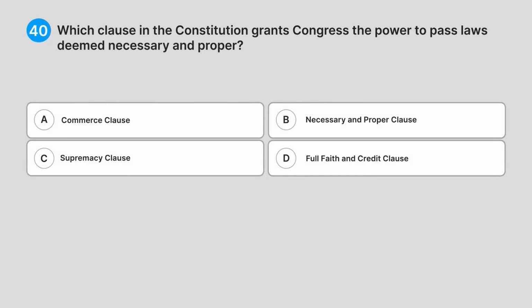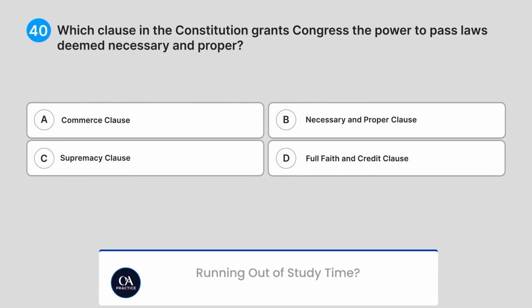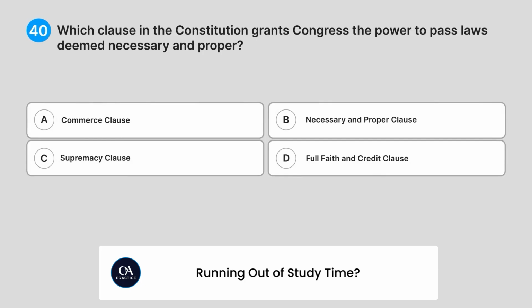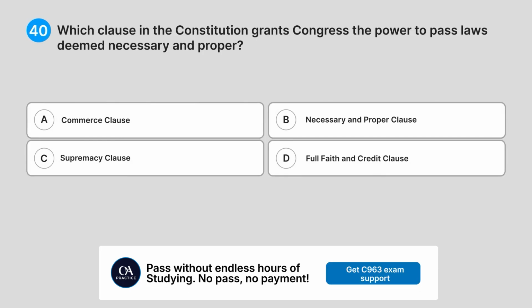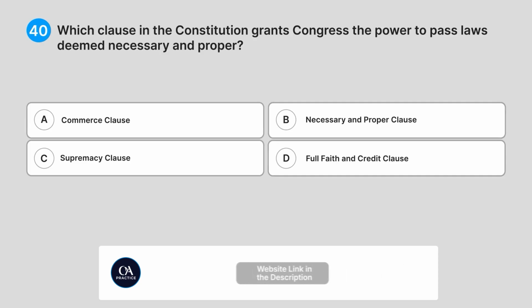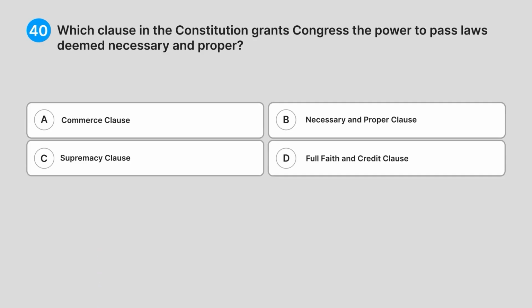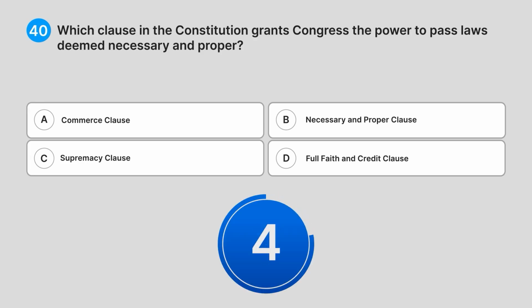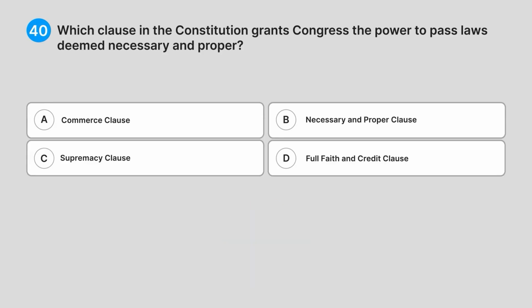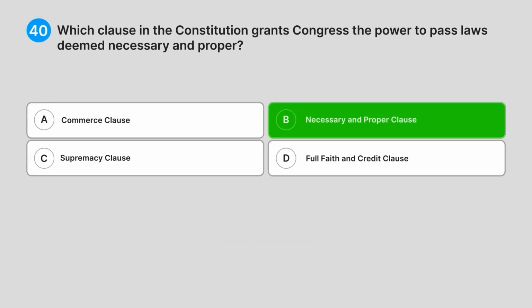40. Which clause in the Constitution grants Congress the power to pass laws deemed necessary and proper? A. Commerce Clause. B. Necessary and Proper Clause. C. Supremacy Clause. D. Full Faith and Credit Clause. Can you guess the answer? Correct answer, B. Necessary and Proper Clause.